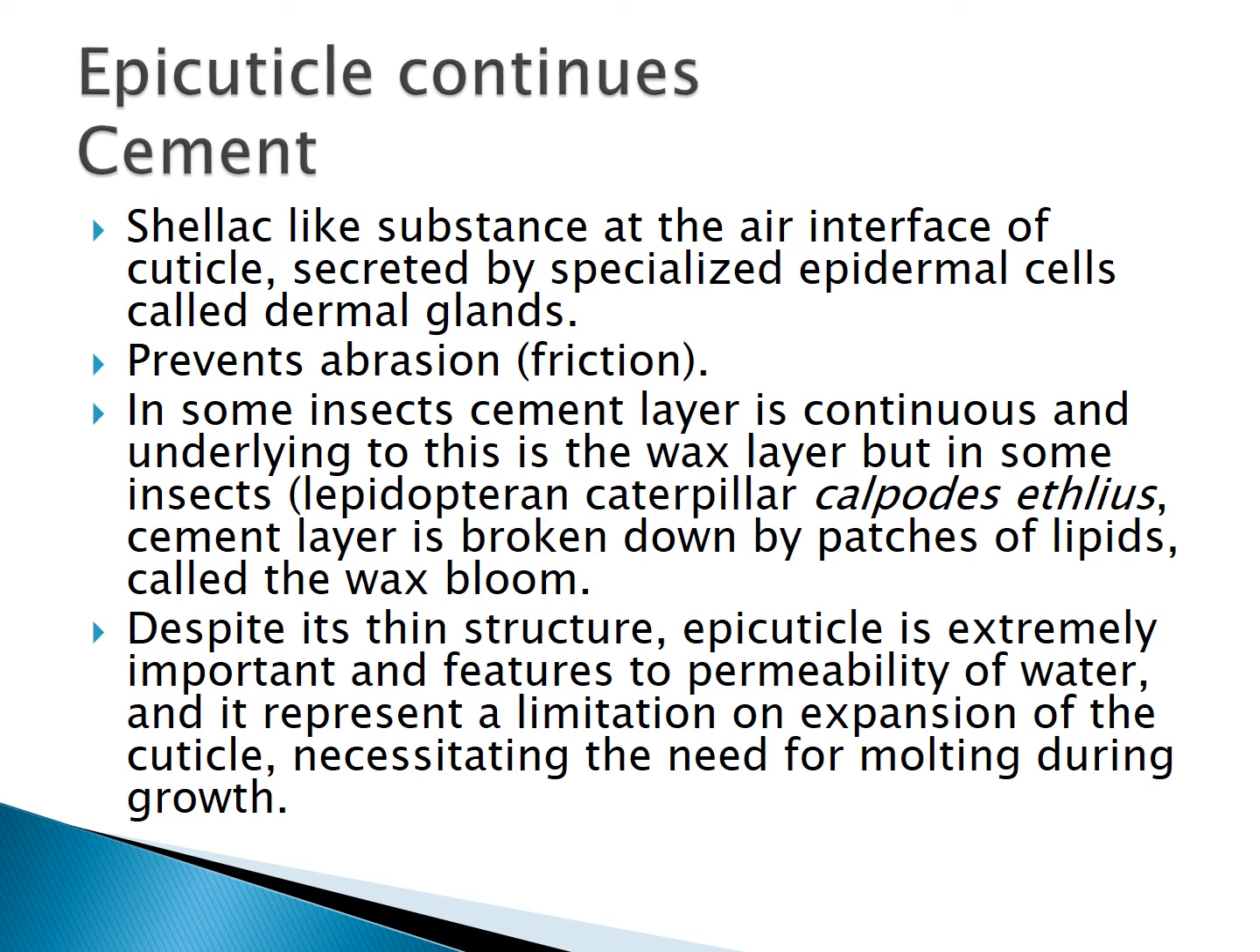Despite its thin structure, the epicuticle is extremely important for permeability of water, and it represents a limitation on expansion of the cuticle, necessitating the need for molting during growth. The epicuticle cannot stretch above a limit, so that is why insects have to molt. Insects have to shed their previous integument so that they can grow in size, which they cannot do with the old integument or old exoskeleton, as the epicuticle cannot expand above a certain limit.